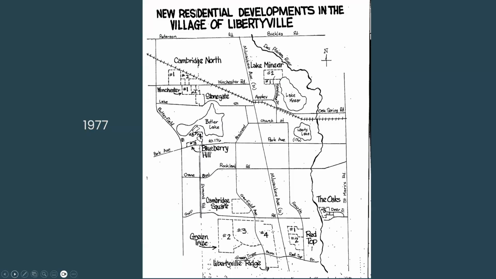Although downtown Libertyville was experiencing difficulties, residential development boomed during the 1970s. Hundreds and hundreds of building permits were issued between 1974 and 1977. Subdivisions such as Red Top Farm, Lake Minear Estates, Cambridge North, Winchester Road, Stonegate, and Green Tree all sprang to life, spurred by the influx and growth of major industries in the area, such as Abbott Laboratories and Baxter.